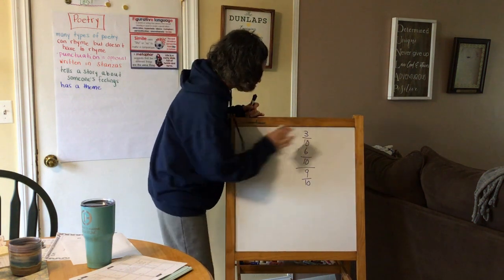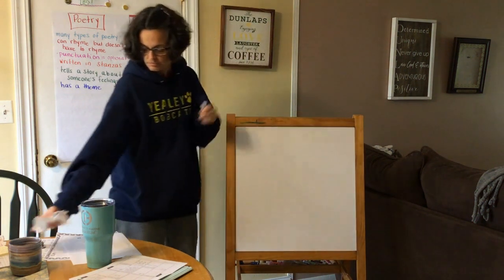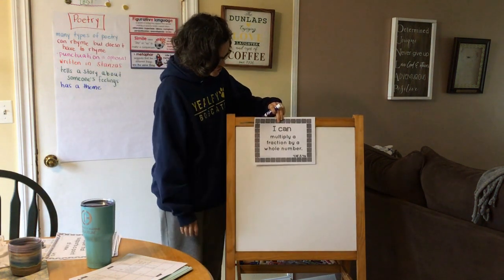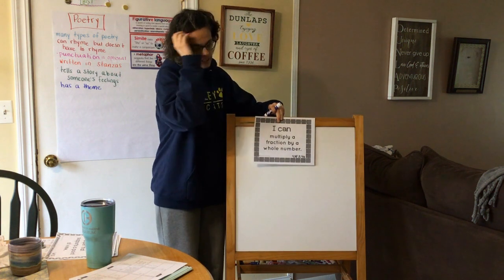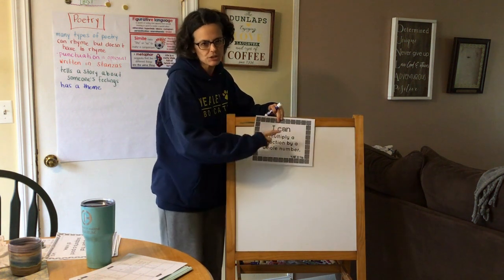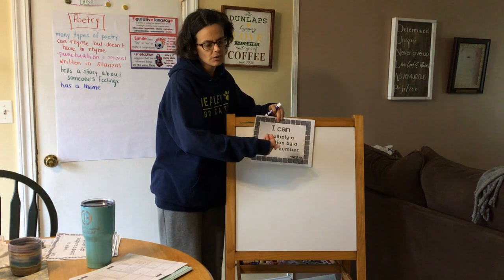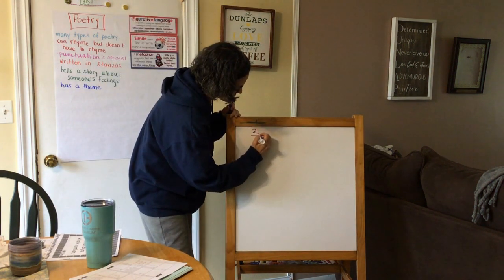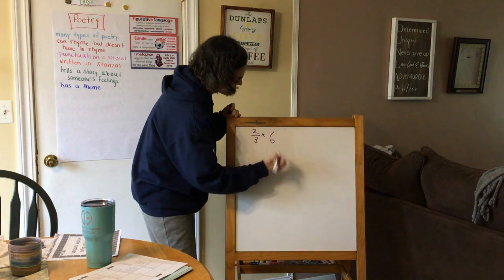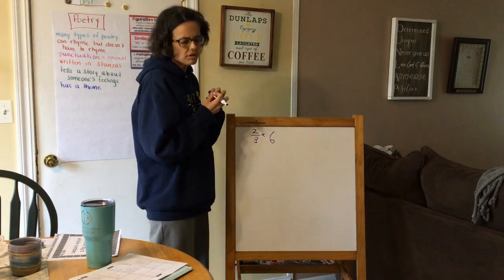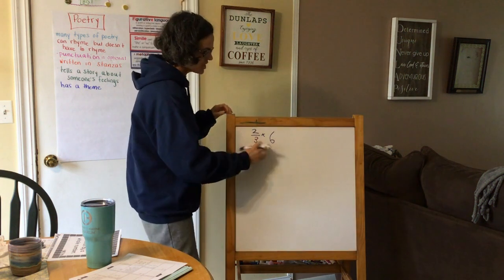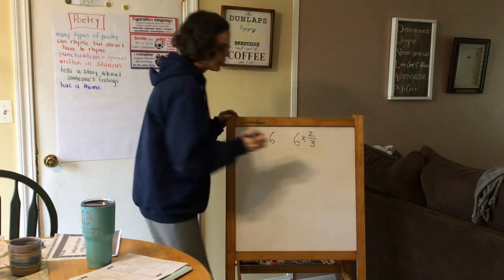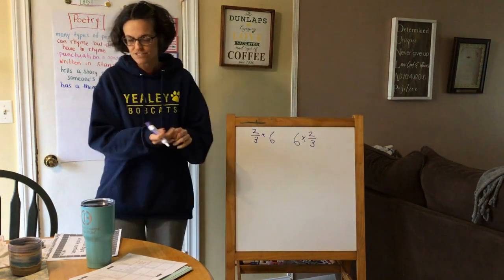Yesterday, I told you that we are working on a new learning target this week. I can multiply a fraction by a whole number. I told you yesterday that it's easier for you if you do the whole number first. So if I have 2/3 and I want to multiply it by 6, I would use the commutative property of multiplication and just flip them around. Do 6 times 2/3.